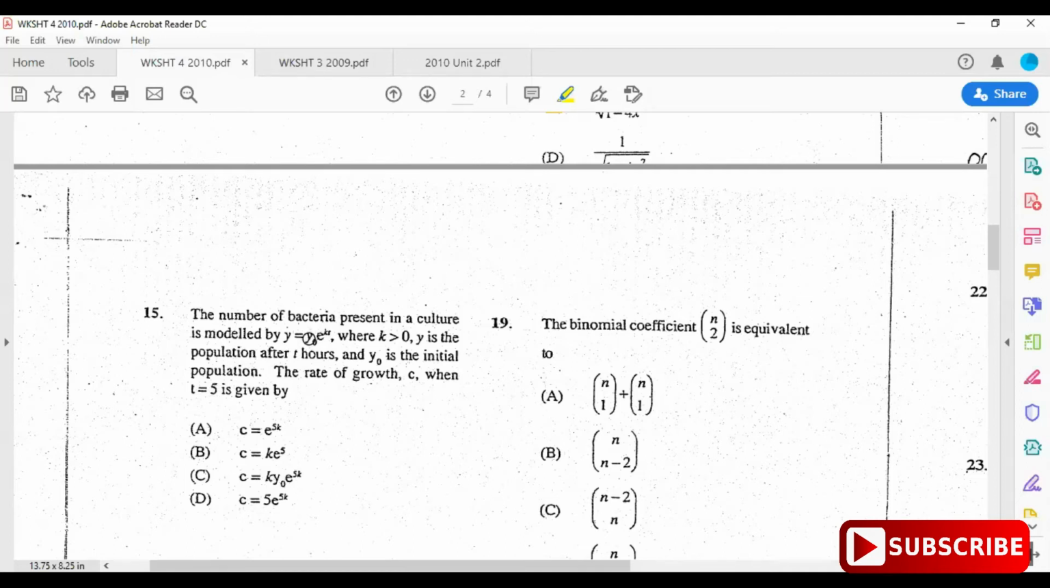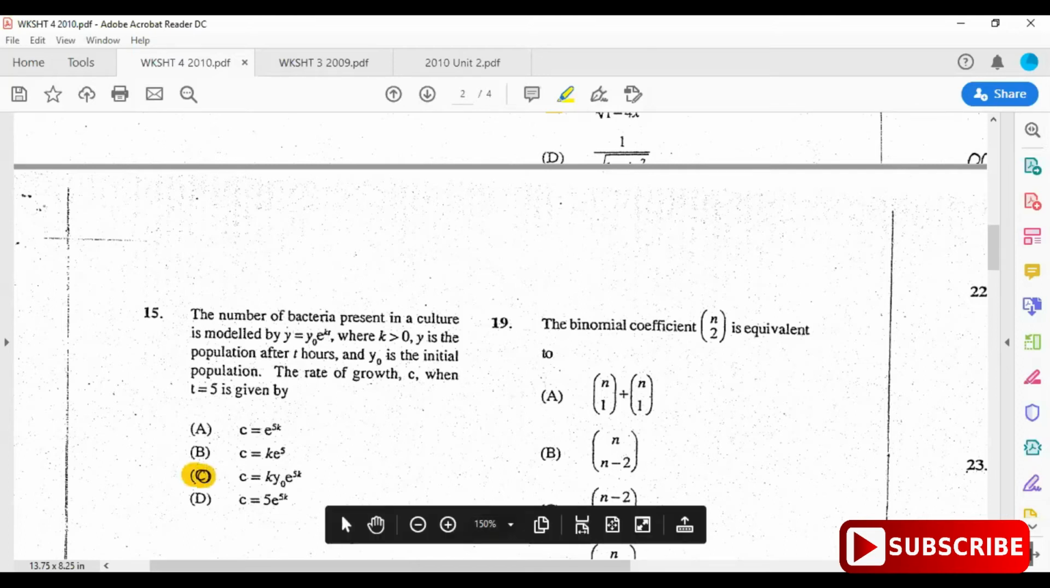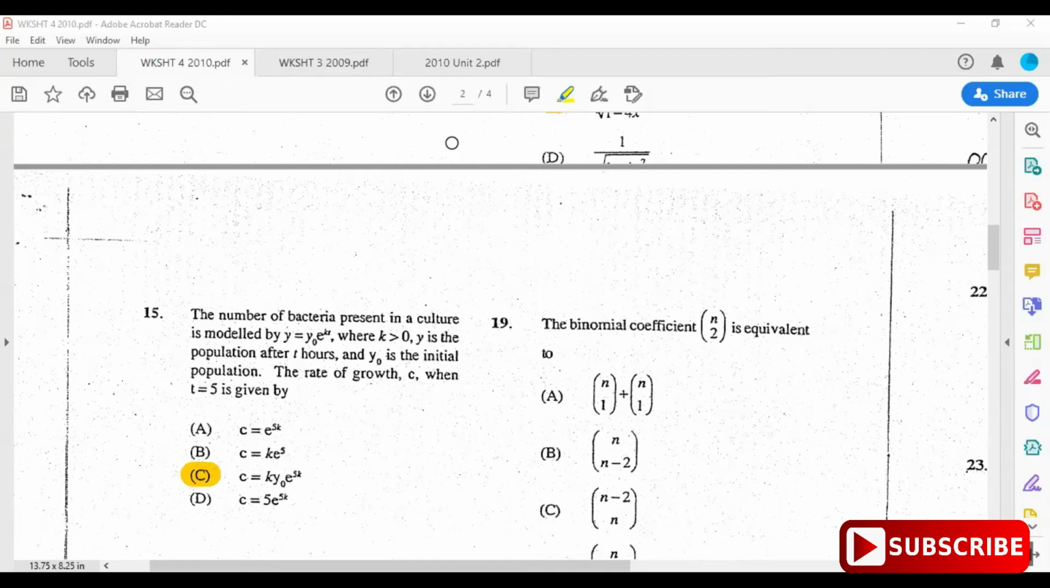All we're going to do is differentiate this. So how do we differentiate exponential? We differentiate the power, and so we just get k, so we get k y naught e to the kt, and then we'll substitute t as 5, and so we get k y naught e to the 5 times k. That is c. That's clear? Go back to that question again, that solution.